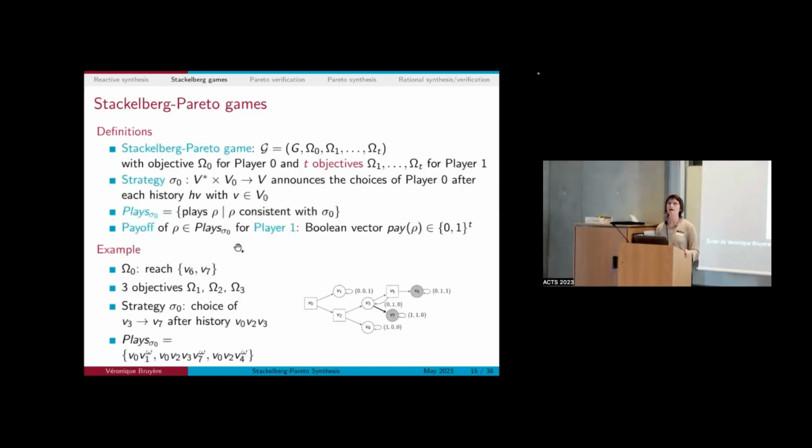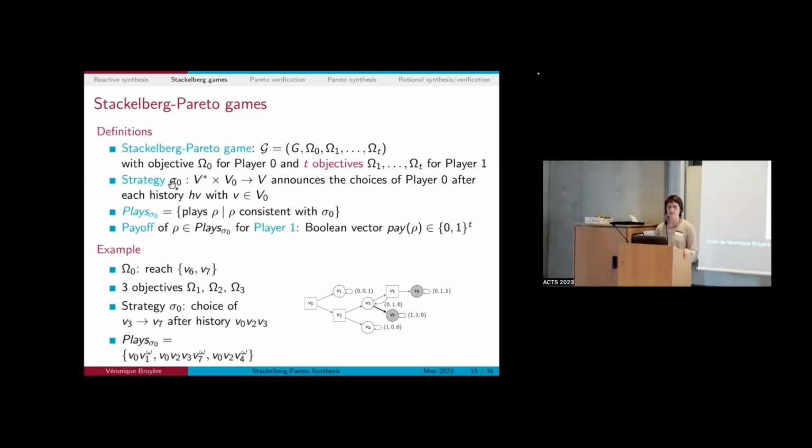So now I would like to explain what is the rationality of the follower. So you have player 0, which is the system, player 1, which is the environment, and this player 1 has t objectives, omega 1 to omega t. In my example, I consider three objectives, and next to every play, I put a triple of 0 and 1. 0 when the objective is not satisfied, and 1 when it is satisfied. So these are Boolean objectives.